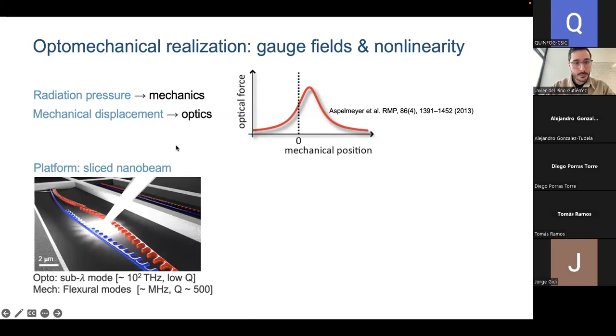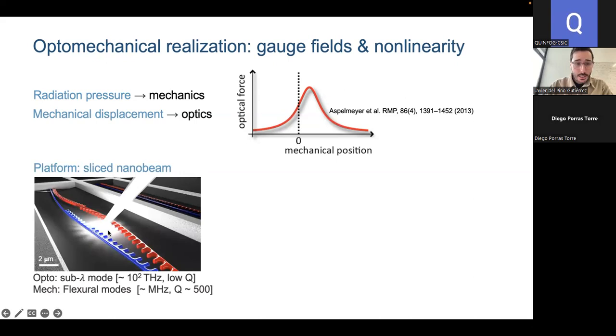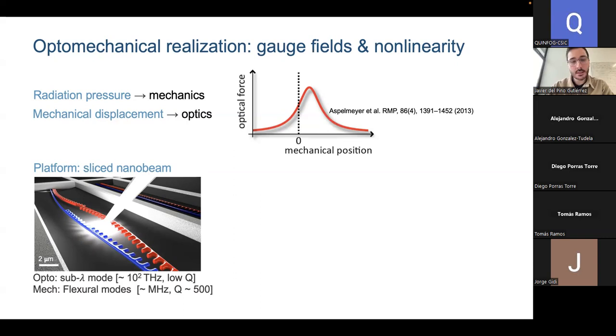Now, there are many types of optomechanical resonators. The results that I'm showing correspond to what is called a sliced nanobeam. It's very similar to two strings of a guitar placed very close to one another. This is a cavity that is very dissipative, so the optical losses are way faster than the mechanical frequencies. The mechanical frequencies are of the order of megahertz.